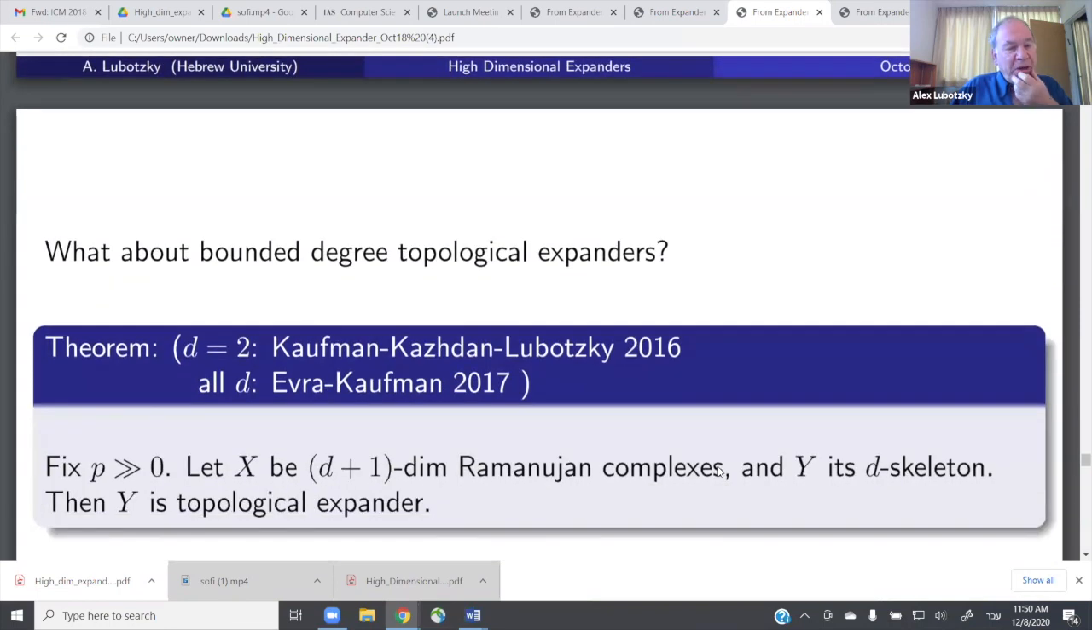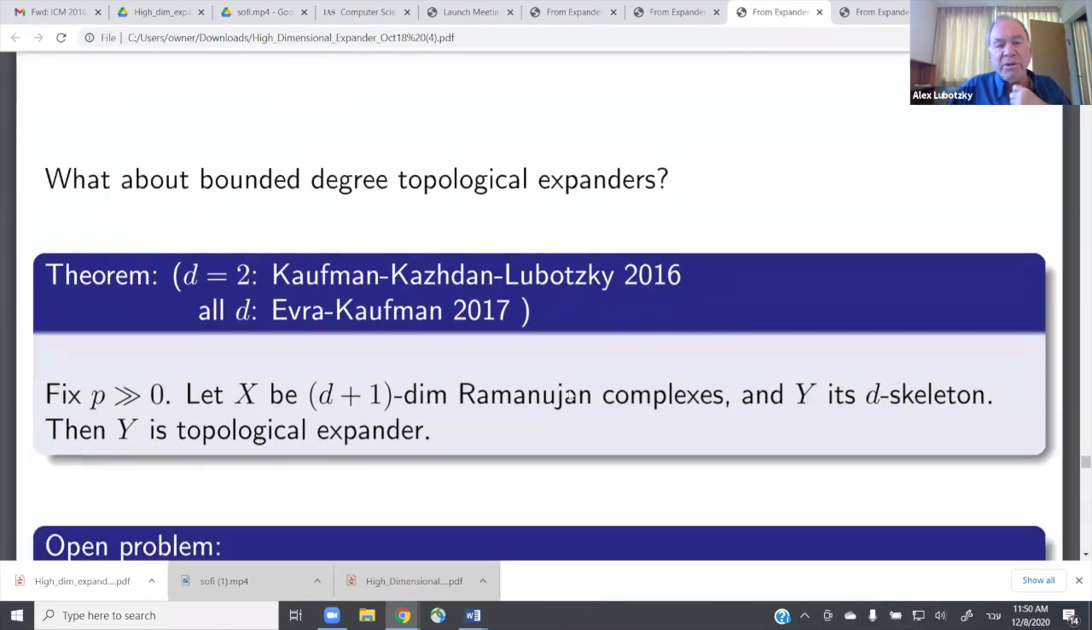This appears in two papers. The first paper did only the case D equal 2. This was done by Tali Kaufman, David Kazhdan, and me in 2016. It was published later, I'm not sure. And then it was extended by Shai Evra and Tali Kaufman in 2017. I think Shai is here with us. It should appear in the Journal of the AMS, right, Shai? I haven't seen it yet. I'm not sure if it appeared or not. Anyway, it is on the arXiv.